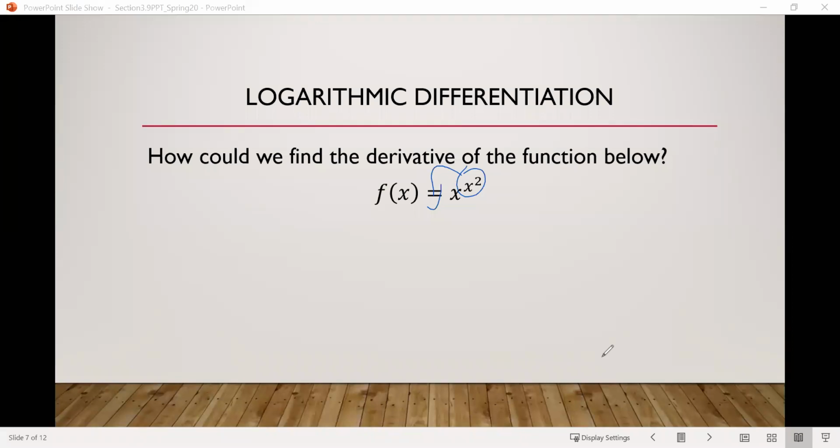Right. The power in this case is not a number, it's a function, and we haven't talked about that. Okay. So what do we do with this? Well, we're going to use logs to help us out. And so what I'm going to do is first rewrite this function just for ease.